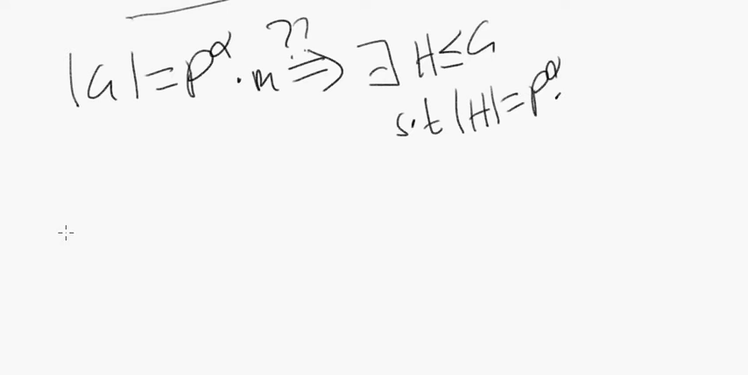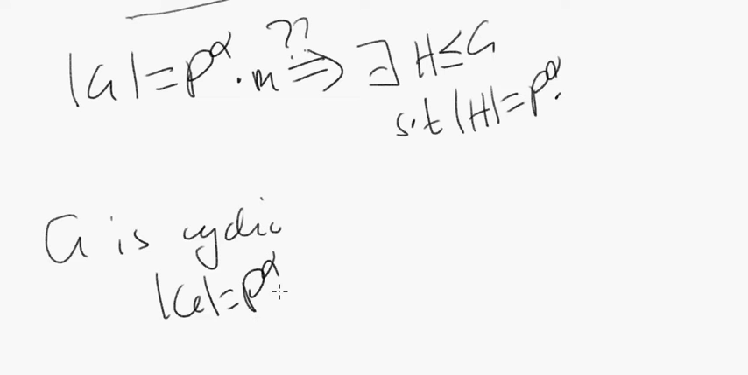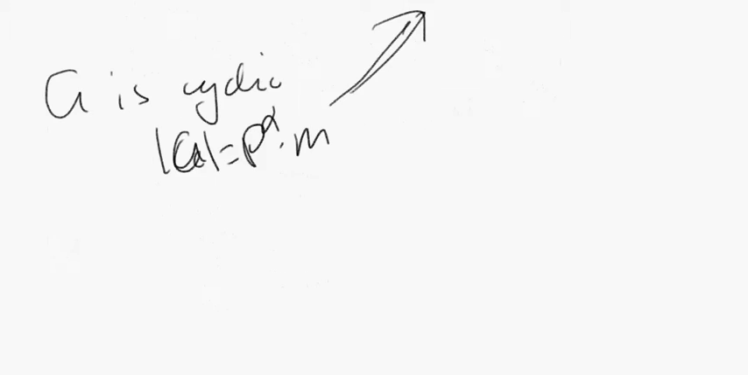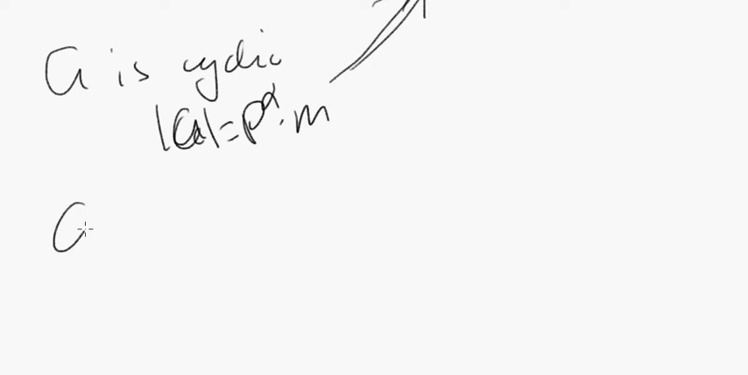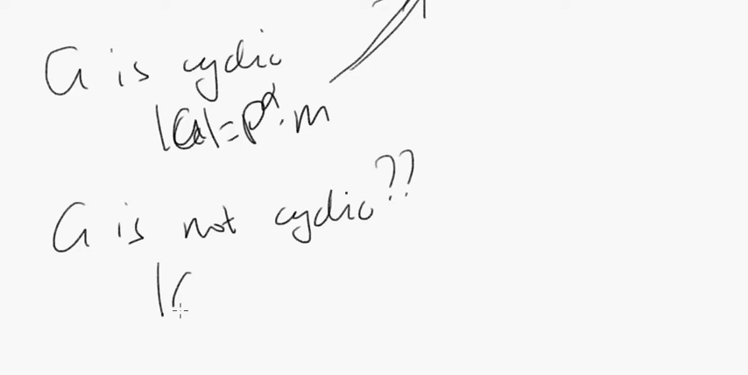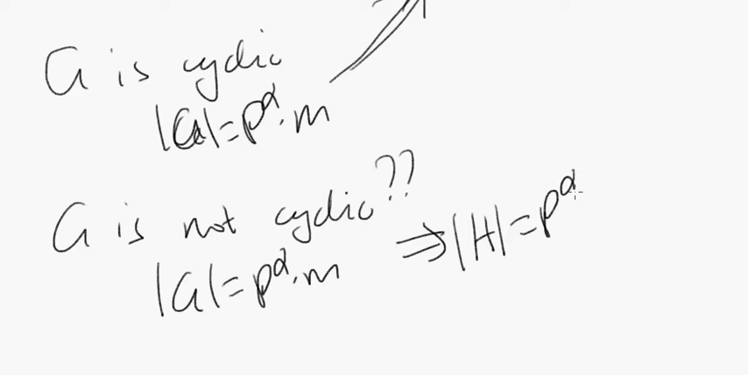For instance, we seem to have concluded that if G is cyclic and its order equals p to the alpha times m, then the result follows. So what really seems to be bothering us now is, what if G is not cyclic? What do we do then? Can we still conclude that if G is not cyclic and the order of G equals p to the alpha times m, then we have some subgroup whose order is p to the alpha?